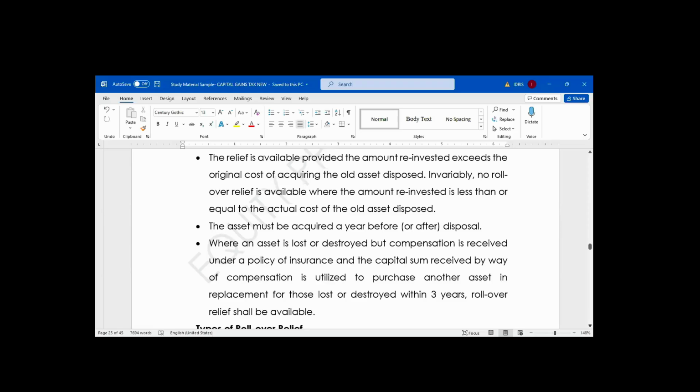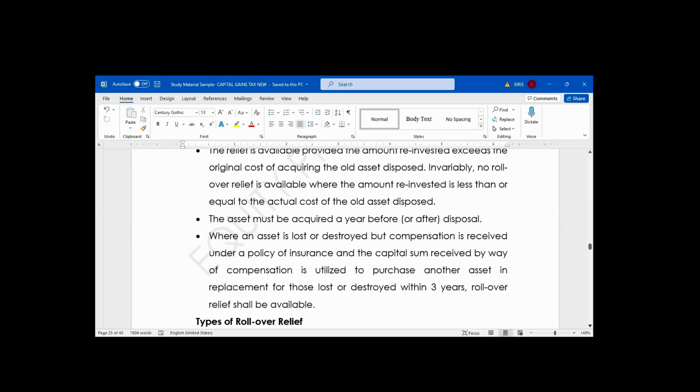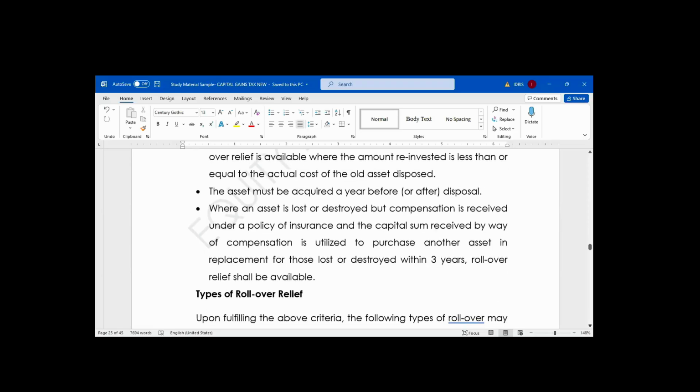When you dispose of an asset, the sales proceeds must be reinvested within 12 months after the date of disposal. Do you understand? Yes. The last condition is when an asset is lost or destroyed.